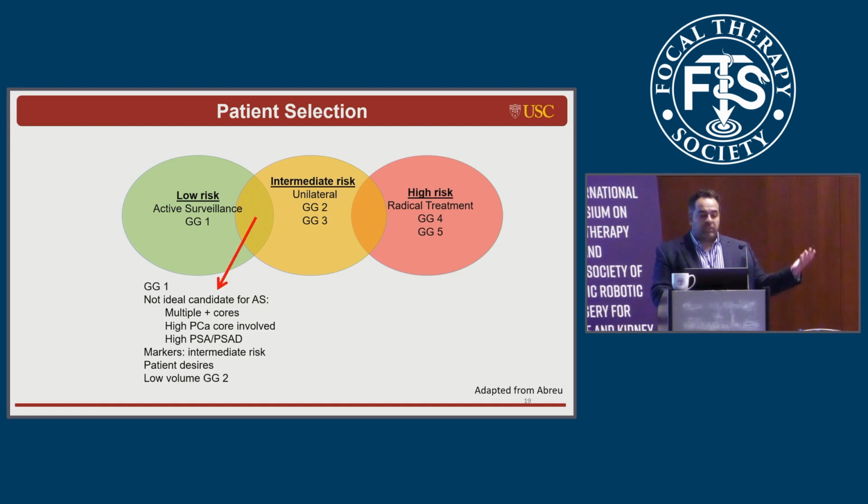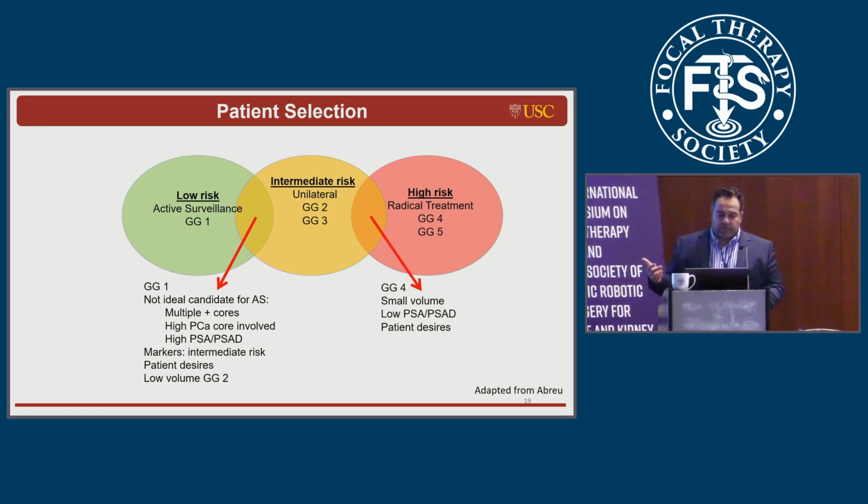But what about the patient with low-risk disease who has a high PSA or PSA density, or a low volume grade group 2 disease, or a patient who just doesn't want to sit with his grade group 1 disease and wants to undergo treatment? On the other end of the spectrum, what about the high-risk patient who has one core of grade group 4 disease or a small volume of grade group 4, but he doesn't want to undergo radical treatments? There are gray zones, and we should probably tailor the treatment to the patient.